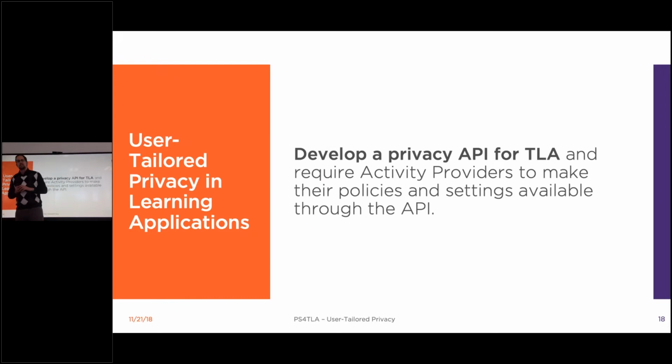Now, in order to accomplish this, I believe that TLA should have some kind of a privacy API. This privacy API can expose the privacy practices of a learning application in machine-readable format so that the user-tailored privacy component can compare that and reconcile that with the user's privacy preferences. This privacy API can also allow some sort of external control over the privacy settings of the application, so that user-tailored privacy can also automate that process of making these settings within each learning application.